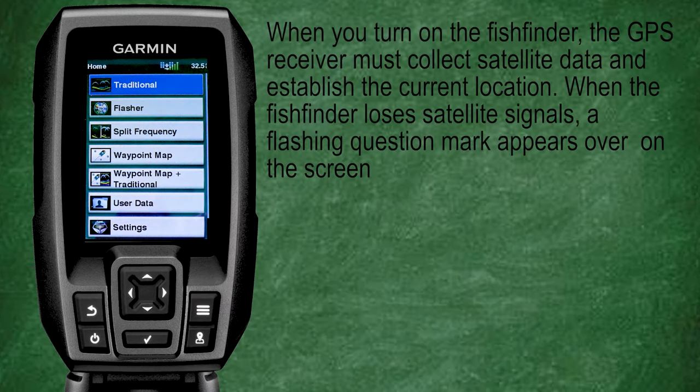Now let's talk about GPS signal strength and GPS accuracy. When you turn your fish finder on, it'll begin connecting to and collecting satellite data on your current location. You can see your current signal strength at the top of the home screen. You can also take a more in-depth look at your GPS signals from the home screen.